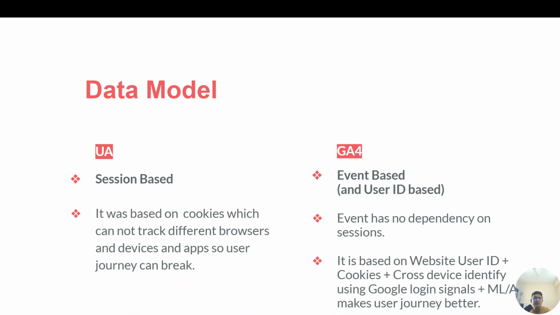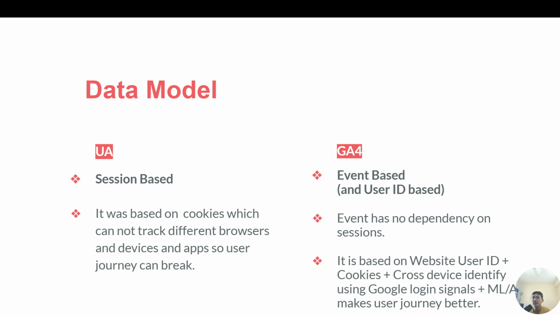The second difference is that the last Google Analytics was based on sessions, and here it is based on events, and we can say user ID. It was based on cookies, which cannot track different browsers, devices and apps, so the user journey can break. Here they are using some extra things: website user ID, cookies, and cross-device identification using Google signals, with ML and AI. It makes the user journey better so it will not break, so there is more accuracy in conversions.